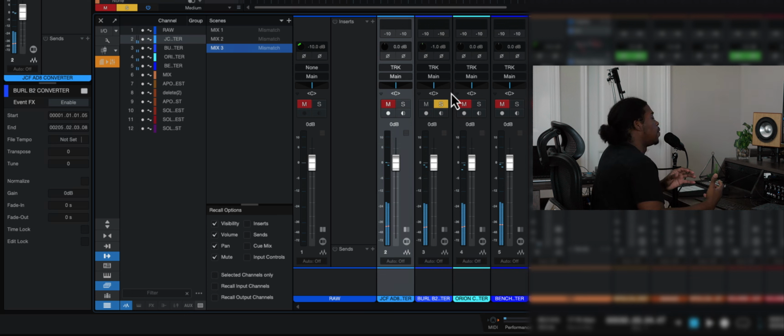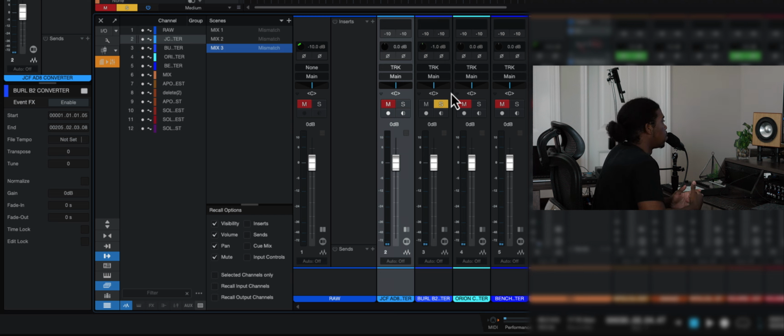It's almost as if in the bottom end, there is a void that is missing right there.